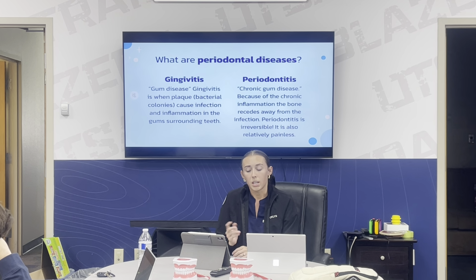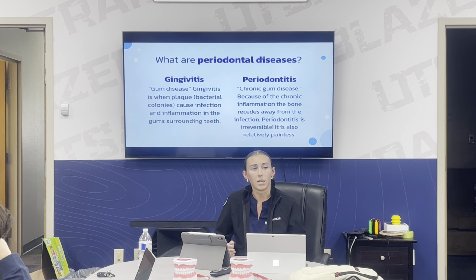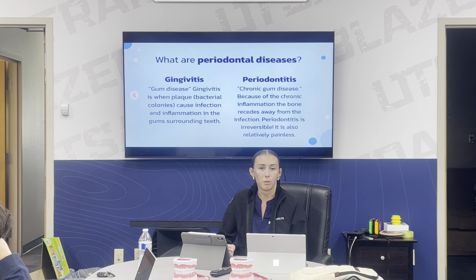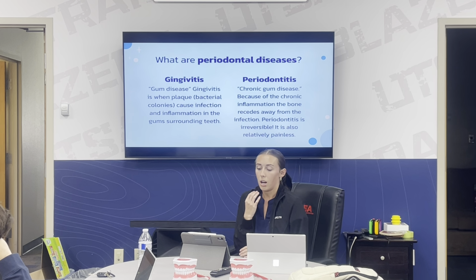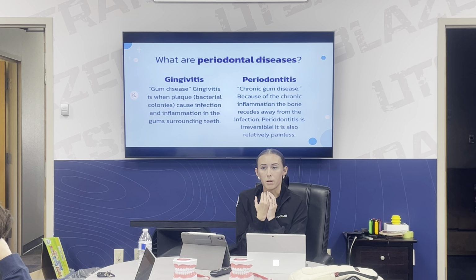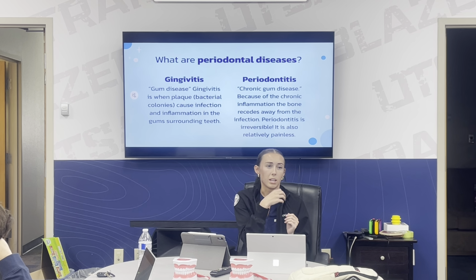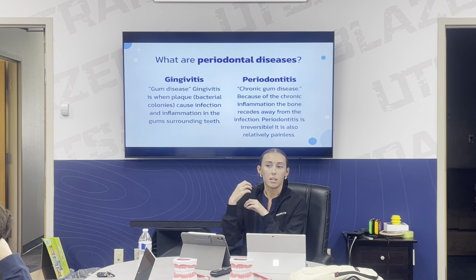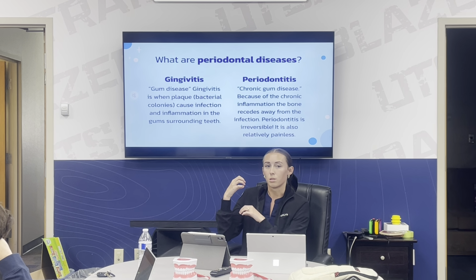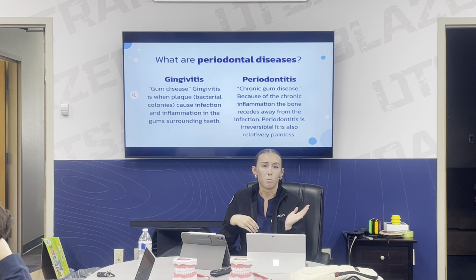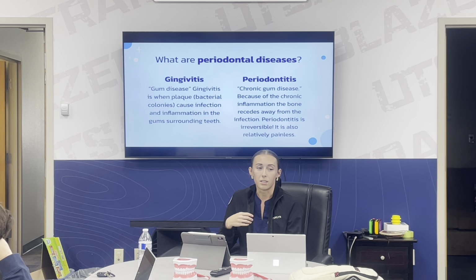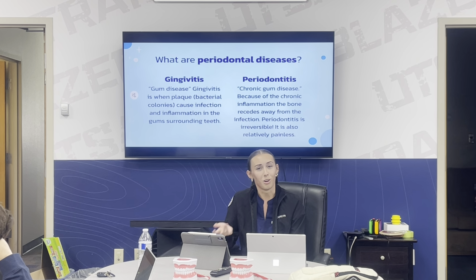And then periodontitis is when you've had this for an extended amount of time, so much so that the inflammation has caused the bone around your teeth to recede away. It's like if your gums are super swollen and infected, the bone by your teeth doesn't like to be near that, so it starts to move away. When it moves away, this can cause the teeth to be loose and eventually fall out.